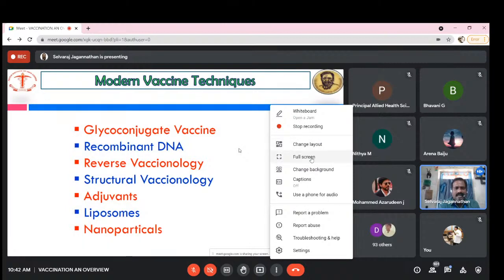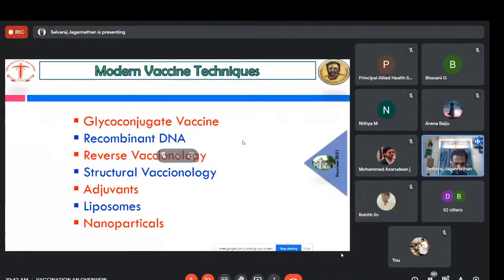And the next concept is structural vaccinology. Structural vaccinology means vaccines based on the structure, whether a protein structure, a peptide structure, or a carbohydrate structure. How the structure is going to be involved during antibody synthesis, how the mutation is going to happen. So everything we can get from structural vaccinology.